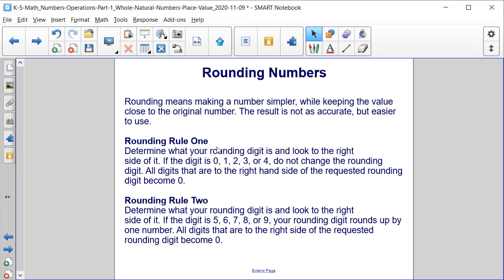Rounding rule number 2. Determine what your rounding digit is and look to the right side of it. If the digit is 5, 6, 7, 8, or 9, your rounding digit rounds up by one number. All the digits that are to the right side of the requested rounding digit then become 0.